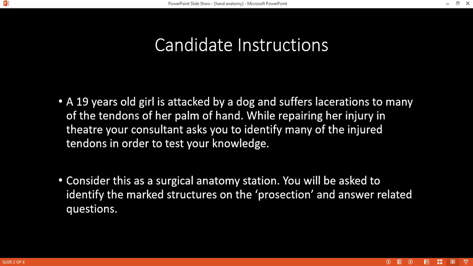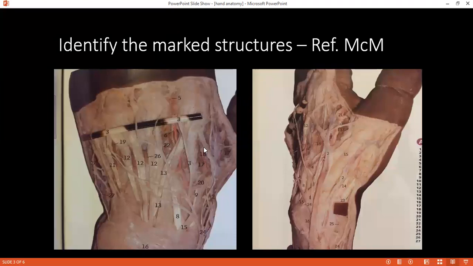Right, so if you have read and understood this surgical anatomy station, kindly identify what you are looking at on picture A and B. This is the dorsal surface of the hand. Which hand can you identify? It is the left hand.